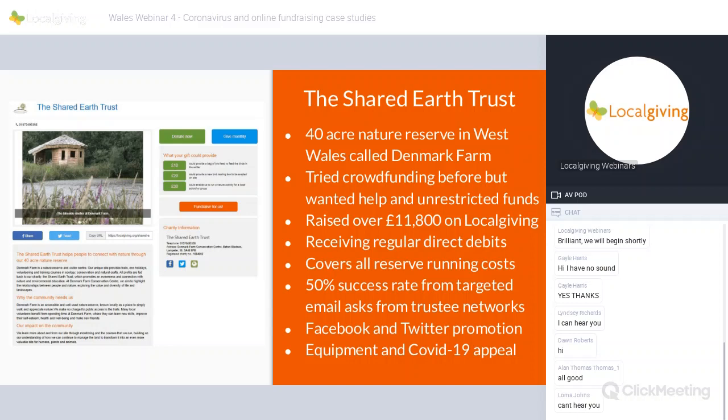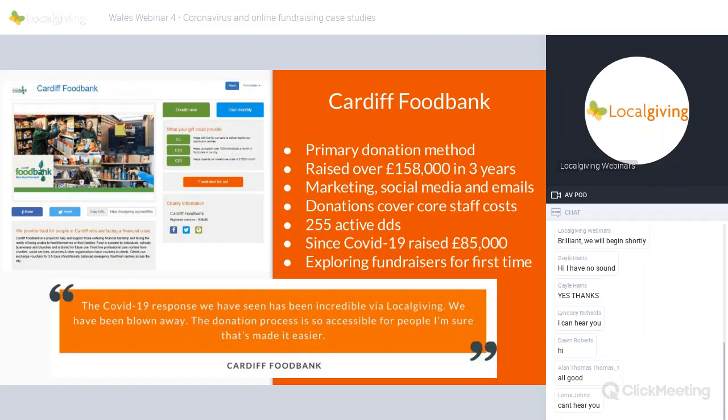We've seen a whole range of COVID-19 appeals through Localgiving, a whole mixture that are either to help work survive or help work continue during this time, or to help organisations thrive and come back stronger as well. Cardiff Food Bank is one example of an organisation that has really done very well on the fundraising front during coronavirus as well.